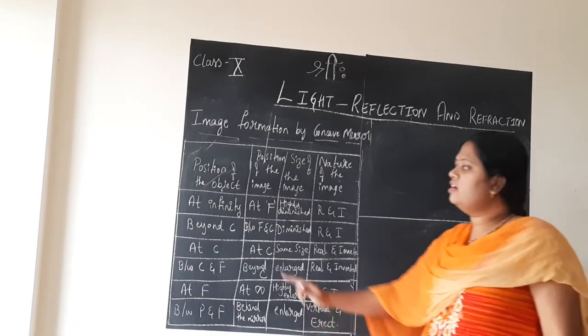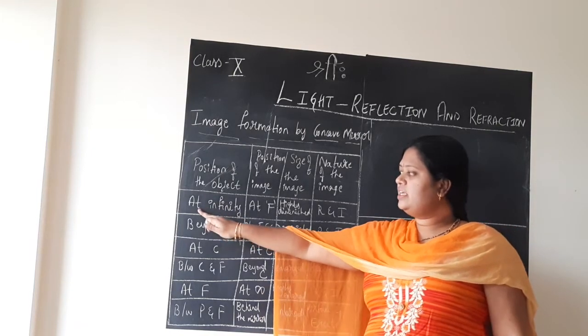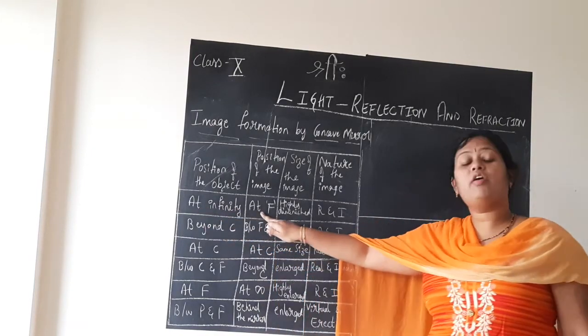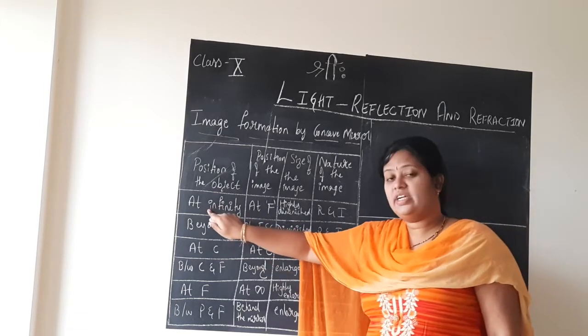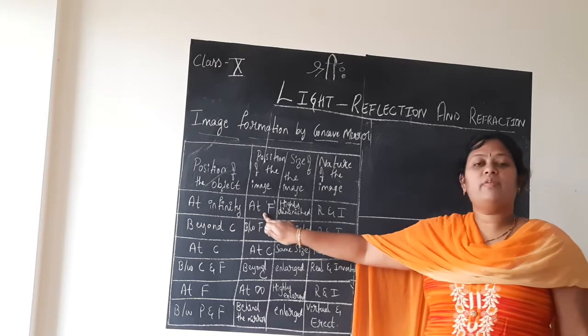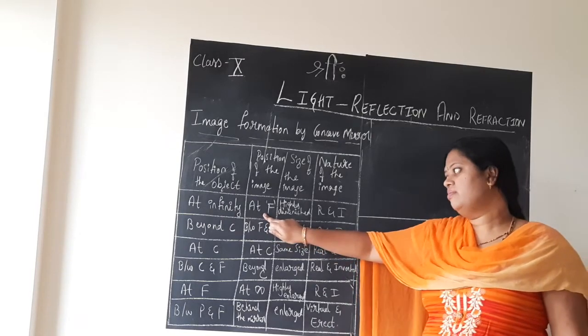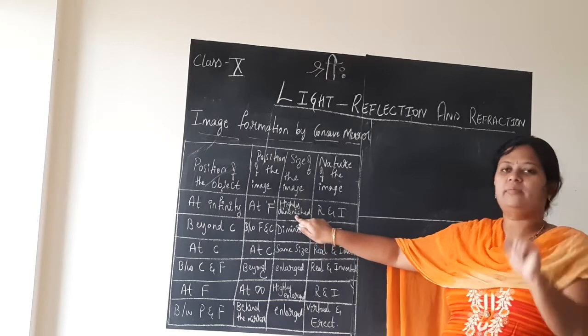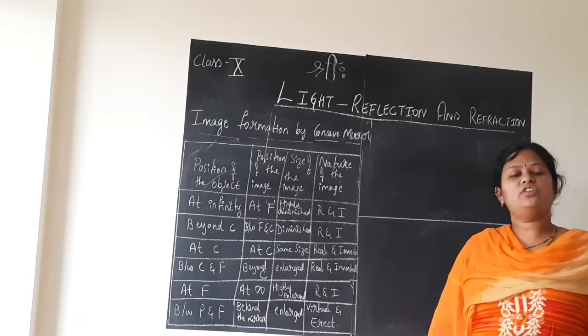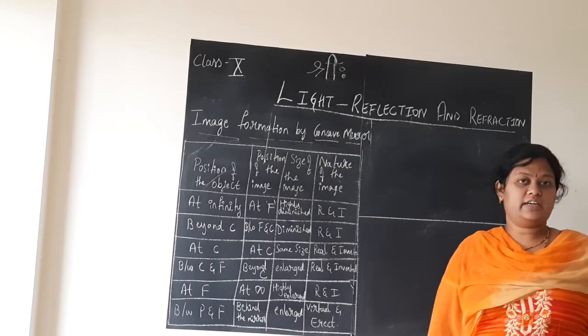So, first, when the object is at infinity, the image is formed at the principal focus. How to analyze this table? When the object is at infinity, the image is formed at the principal focus of the mirror. The image formed is highly diminished, and the nature of the image is real and inverted.